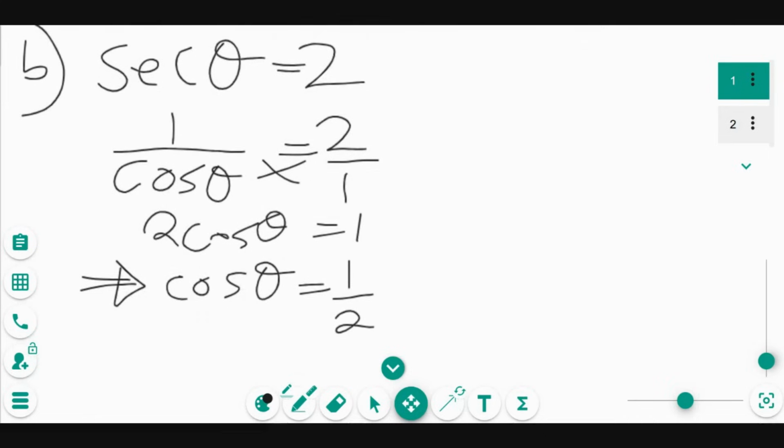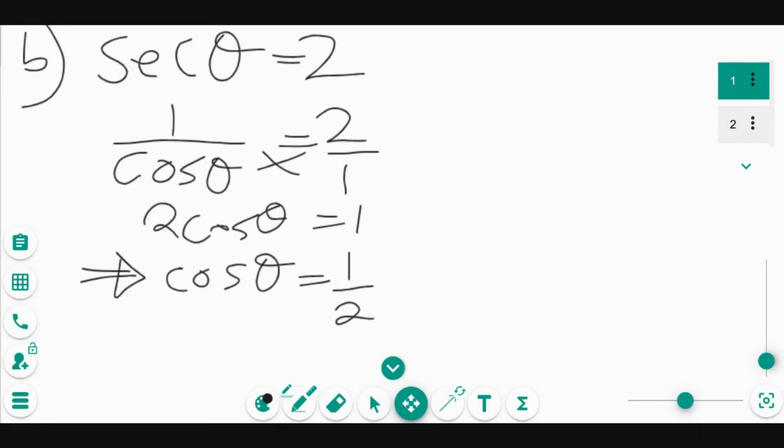Remember how we began? We were given sec theta. We cannot work with sec theta. In our quadrants, we don't know sec theta. We know sine, cos, tan. All students take chemistry. There is no sec there. So sec is 1 over cos, and then make cos the subject. So cos theta is a half.